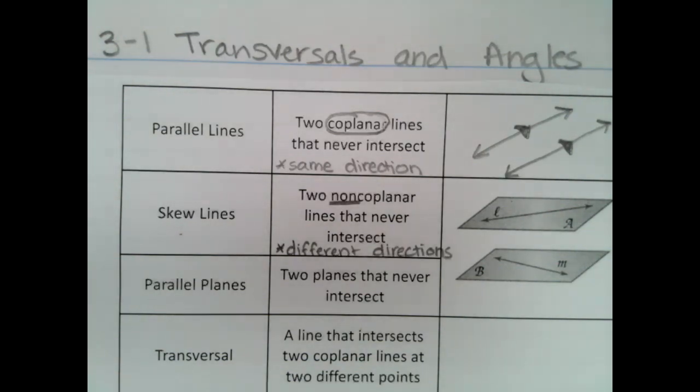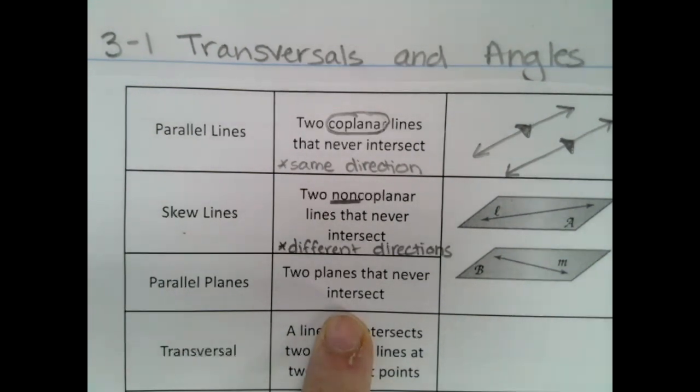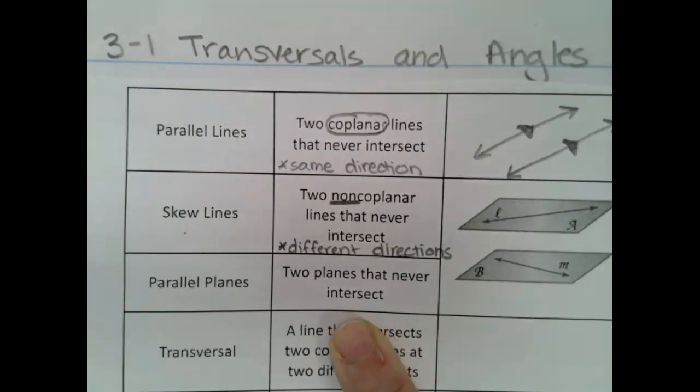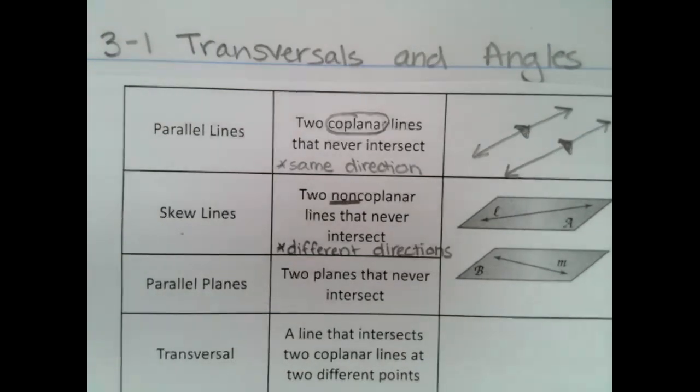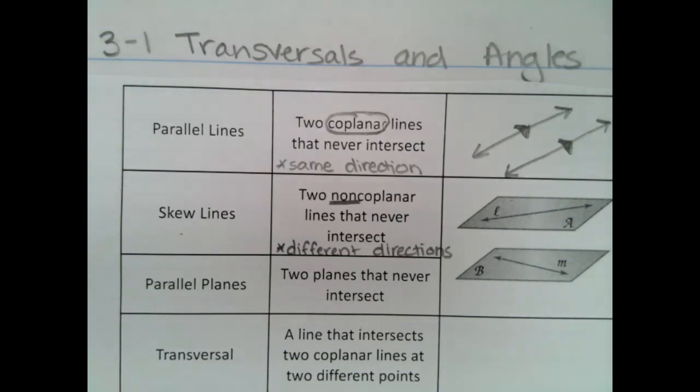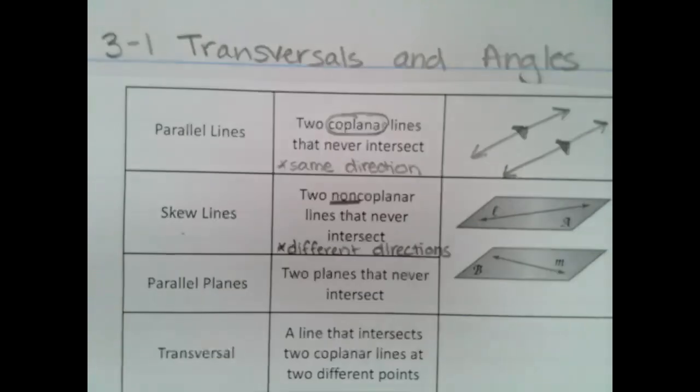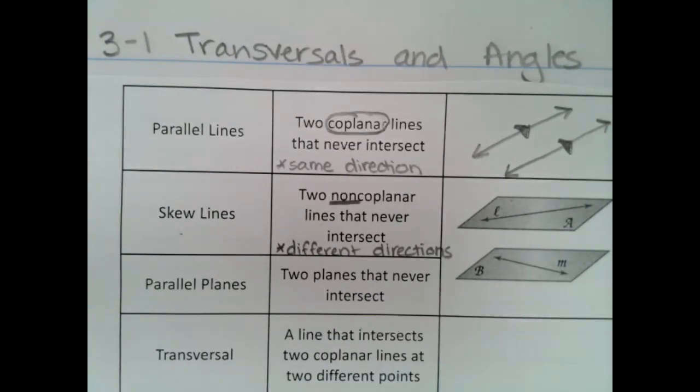All right, parallel planes are two planes that never intersect. Okay, two planes that never intersect. So in this classroom, what are two planes that would never intersect that are parallel? Good, the floor and the ceiling. What other planes would never intersect? Yeah, the front wall, the back wall, the ceiling and the top of your desks, right? They're running parallel to each other.